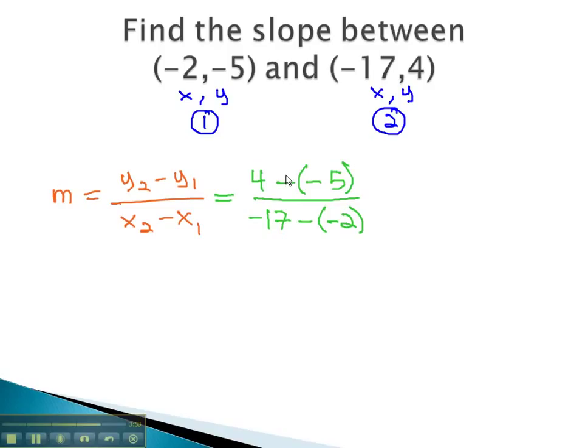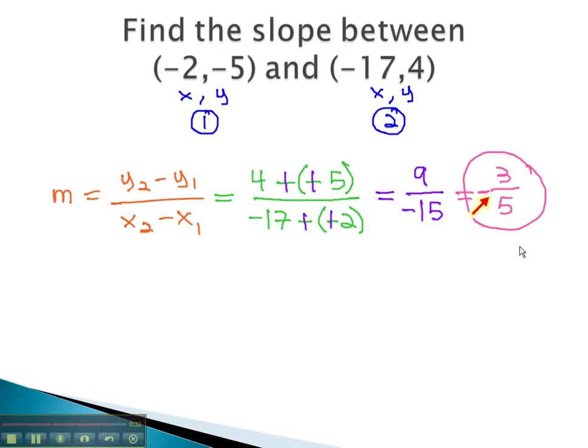By subtracting, or subtracting a negative becoming adding a positive, we can find our slope. 4 plus 5 is 9, over -17 plus 2 is -15. Reducing this fraction by dividing by 3 gives us 3/5, not forgetting the negative. The slope between these points is -3/5.